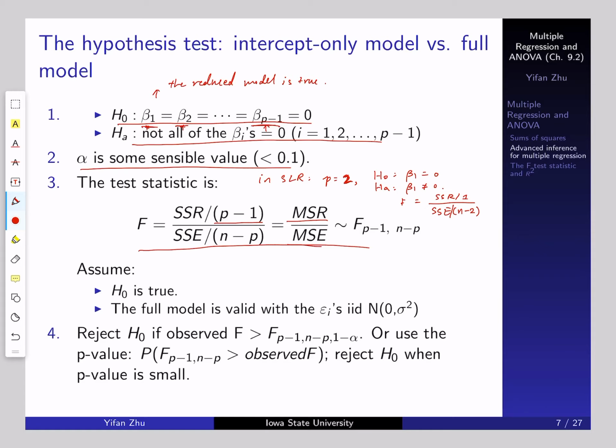And if H naught is true, and the full model is valid with these error terms IID normal 0 sigma squared, then the test statistic F would have an F distribution with p minus 1 and n minus p degrees of freedom.